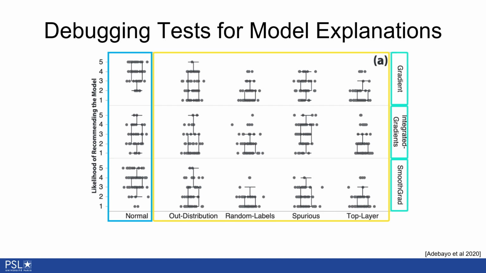The main conclusion from this figure is that the subjects clearly gave lower ratings to models with bugs compared to the normal model without bugs. So the subjects were able to detect the bugs when they were present in the model. But the key question is, how did they detect the bugs? Specifically, did they use the explanations provided by the saliency maps?